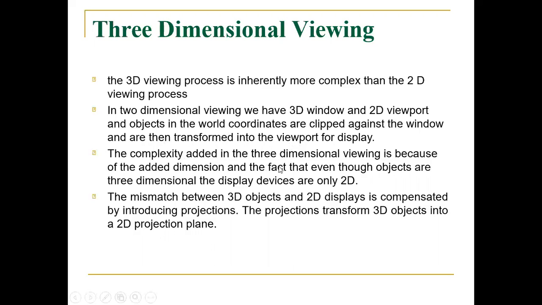So the complexity is added in three-dimensional viewing because of the added dimension, the z-axis, and the fact that even though the objects are three-dimensional, the display devices are only two-dimensional. This mismatch between 3D objects and 2D displays is compensated by introducing projections. So here we are introducing a new concept called projection, so that an object which is three-dimensional can be projected onto a two-dimensional display device. What is projection? Projection is nothing but the transformation of a 3D object onto a 2D projection plane.